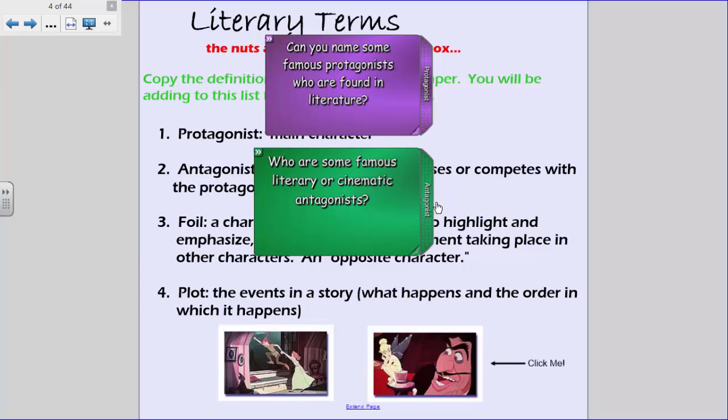So here we have 2 tabs, and they say, can you name some famous protagonists who are found in literature, and who are some famous literary or cinematic antagonists? We would discuss the answers to these in class and use the examples from Peter Pan located here at the bottom of the page. This would open up into a link, but for some odd reason it's not working on my computer, so I'm sorry I can't open that up.